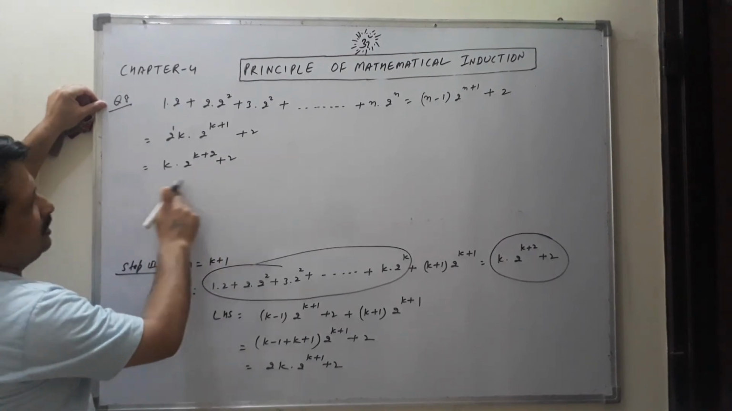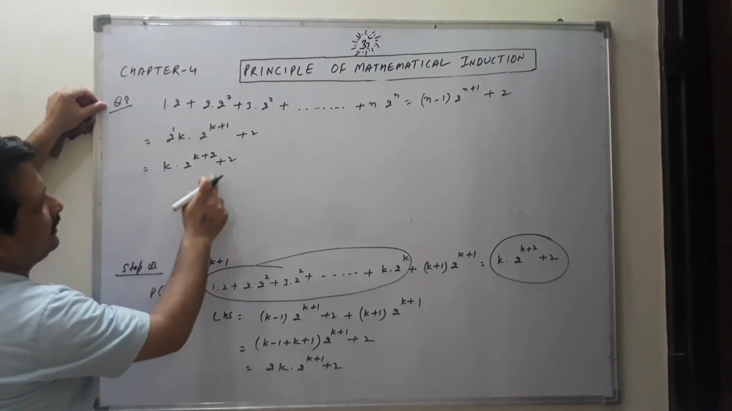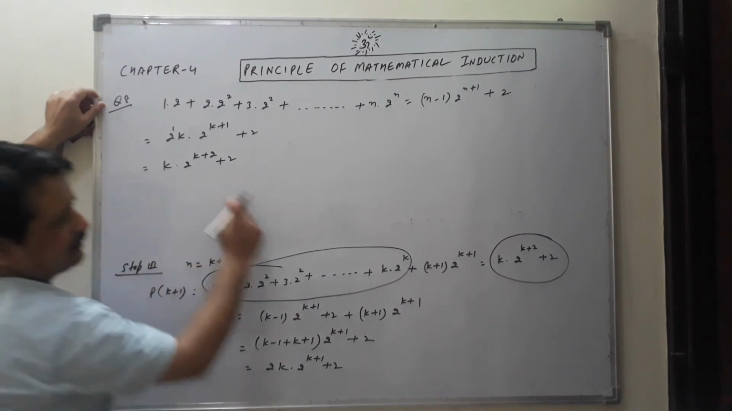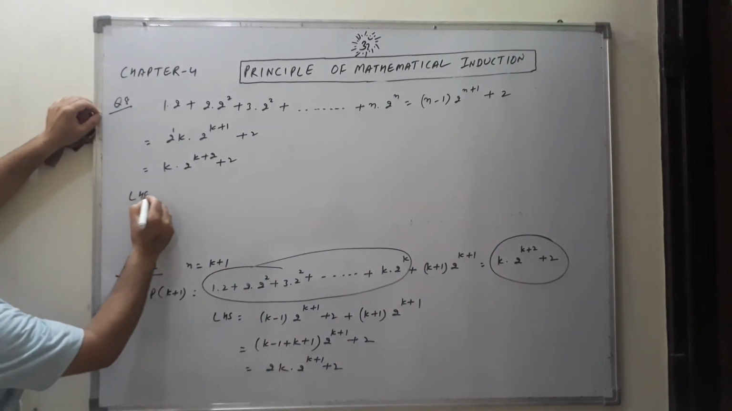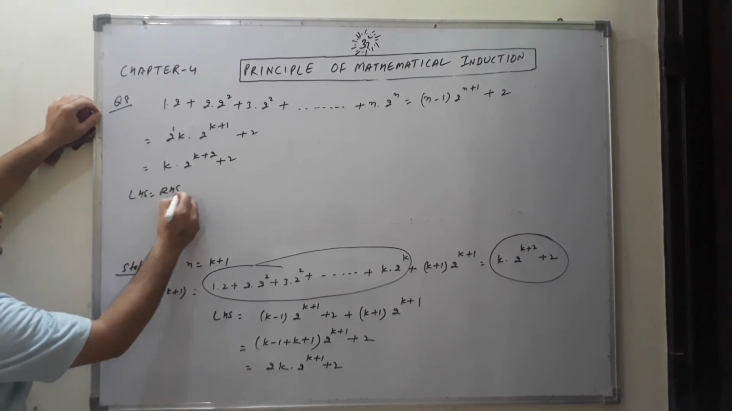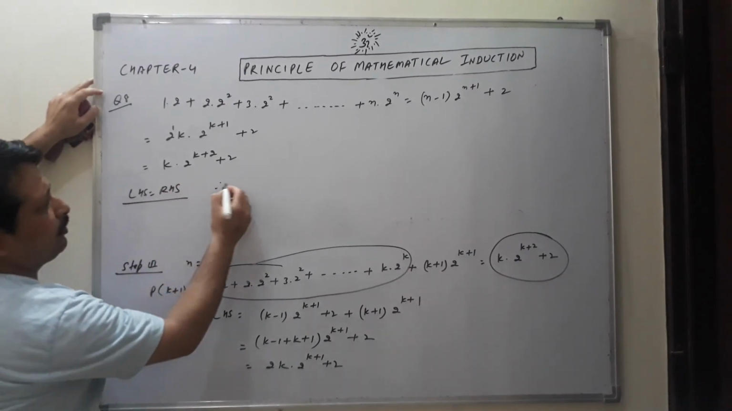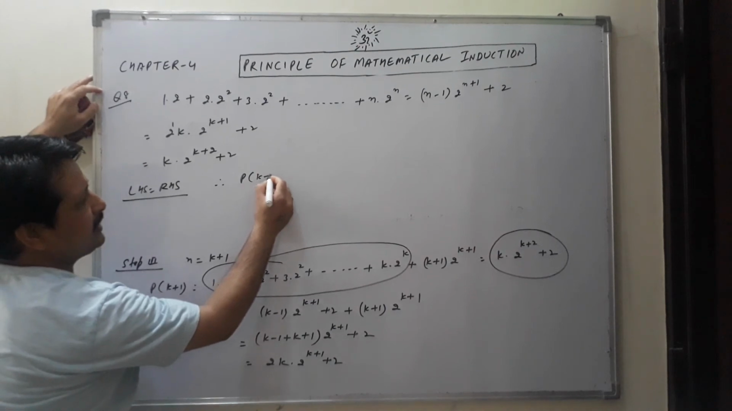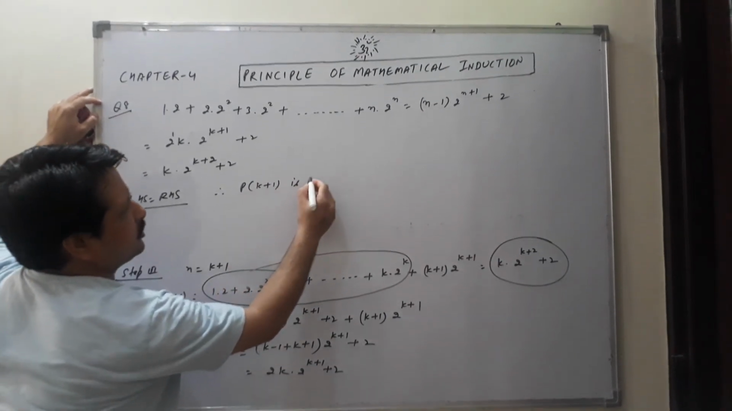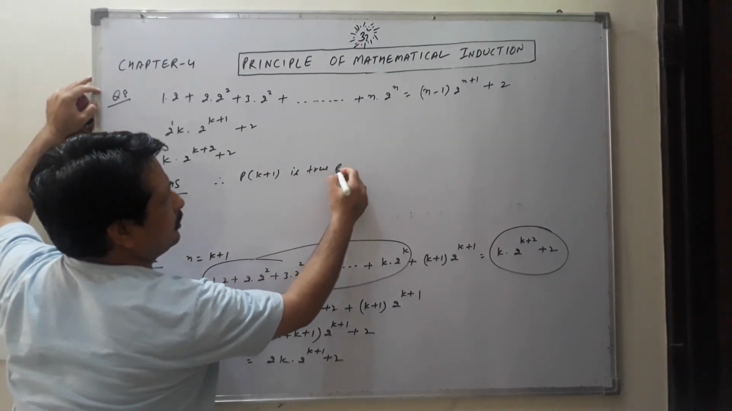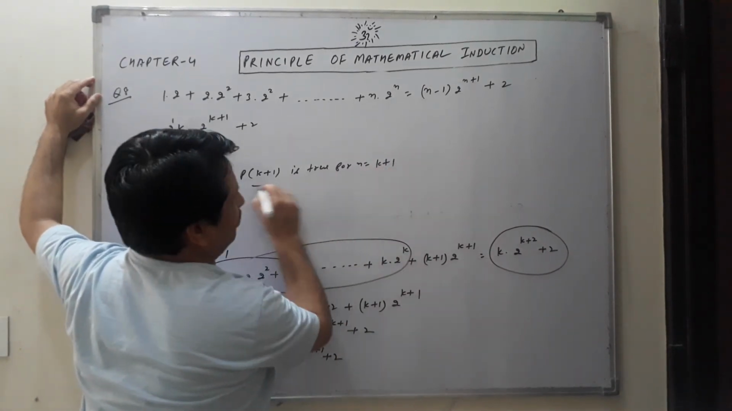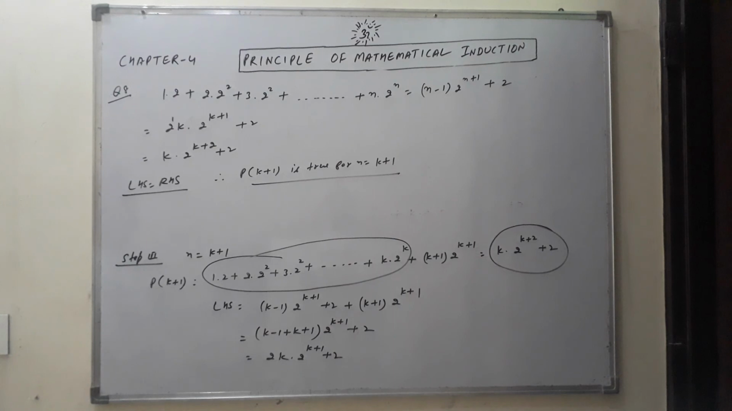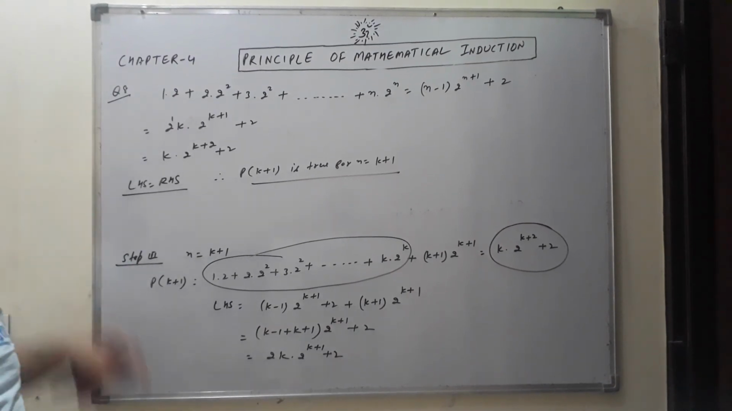And student, if you see, this is your left hand side and this is your right hand side. So you can say that this left hand side is equal to the right hand side. So therefore P of k plus 1 is true for n equal to k plus 1. So this is the solution of question number 8, students.